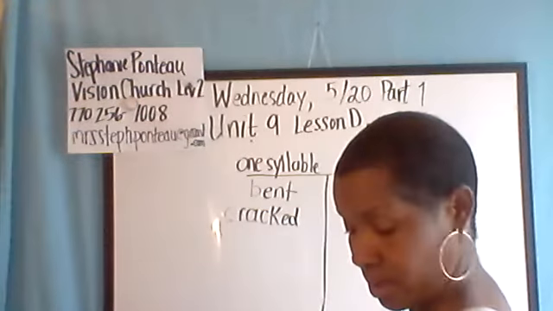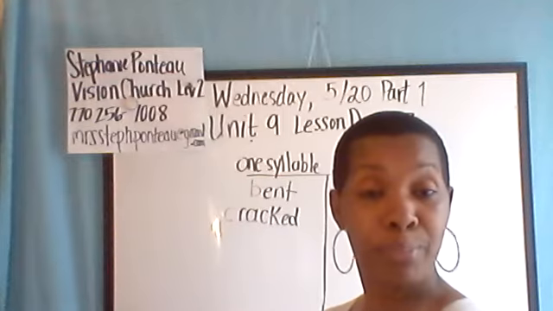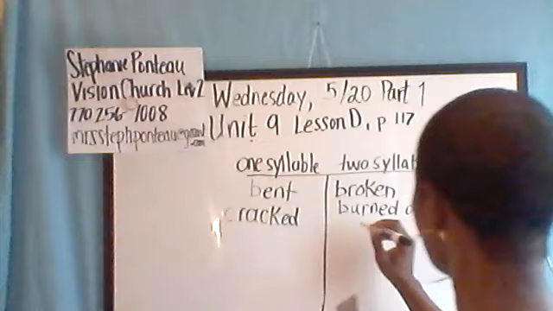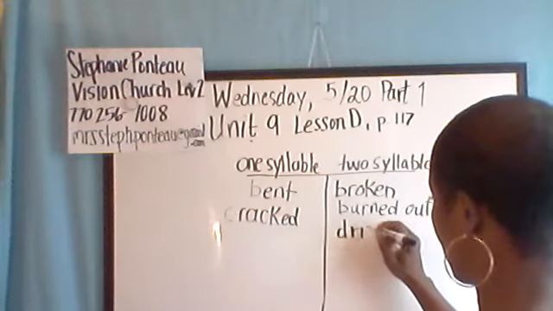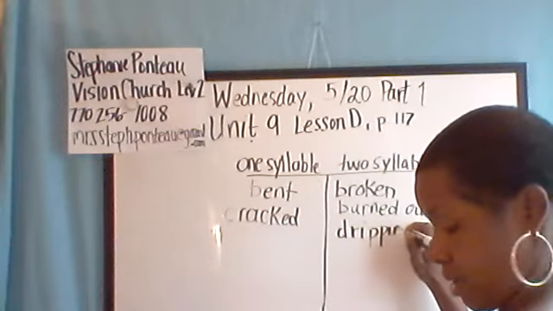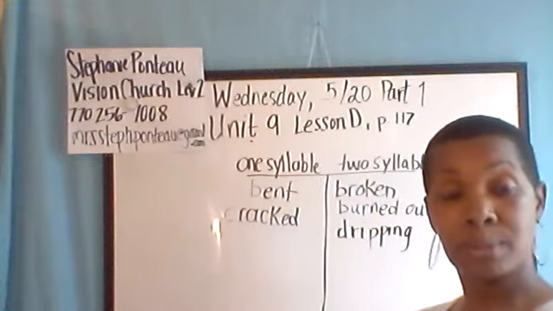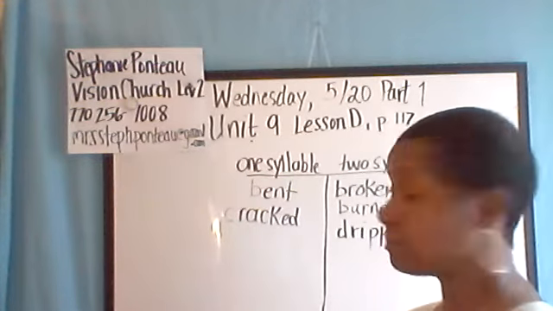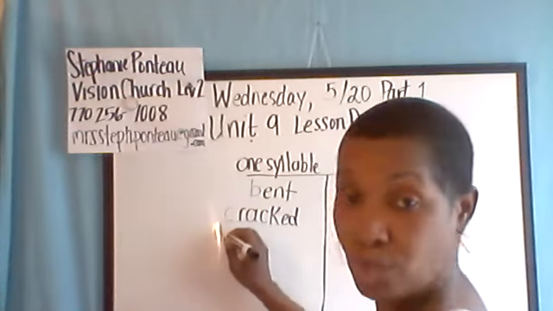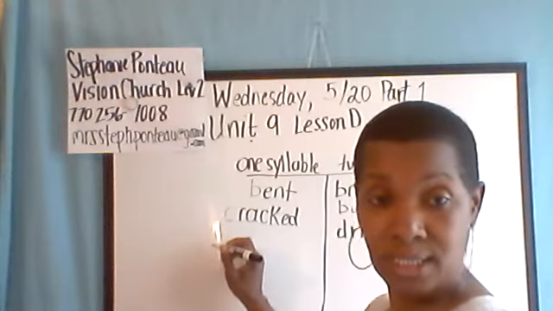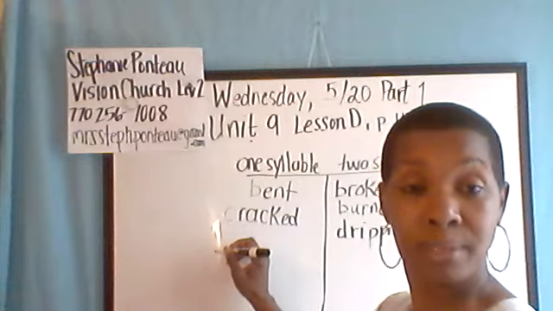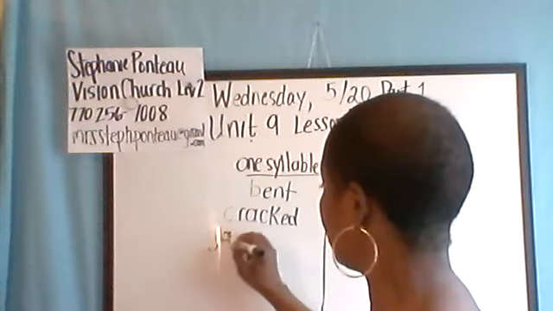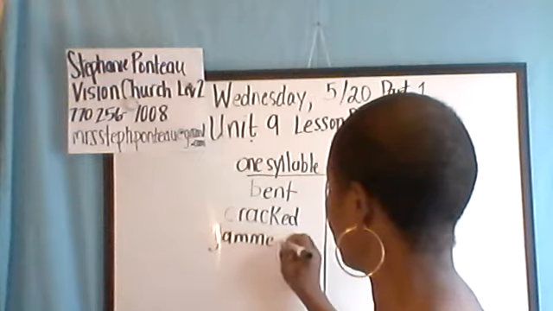All right, next word, dripping. Dripping. Two syllables. All right, next word, jammed. How many syllables? Jammed. One syllable. Because you don't need to put emphasis on that ed at the end. You don't say jammed it. It's just jammed. All right. So jammed is a one syllable word.